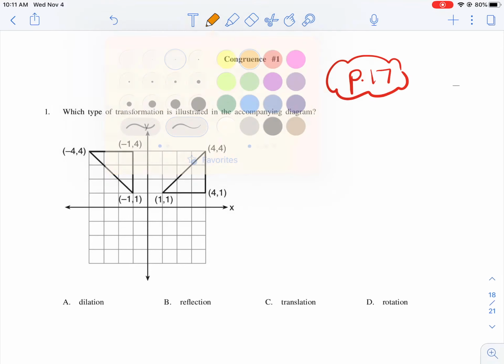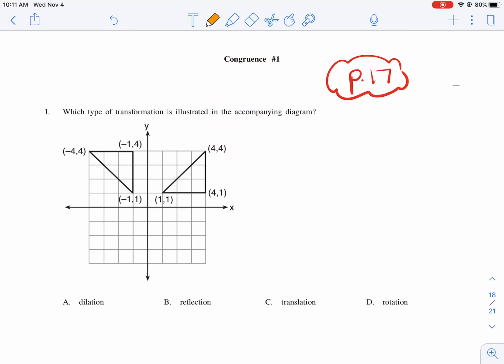We are on page 17 in our packet, and since this is sort of a review day, I'm going to do a few problems with you and then ask you in our Edpuzzle to complete the others. So if we look at this question, it says, what type of translation is illustrated by the accompanying diagram?